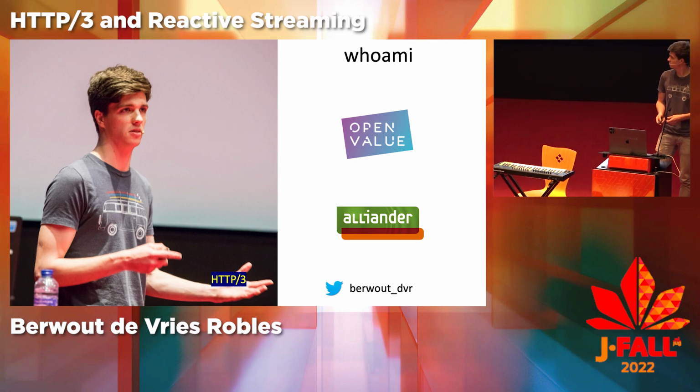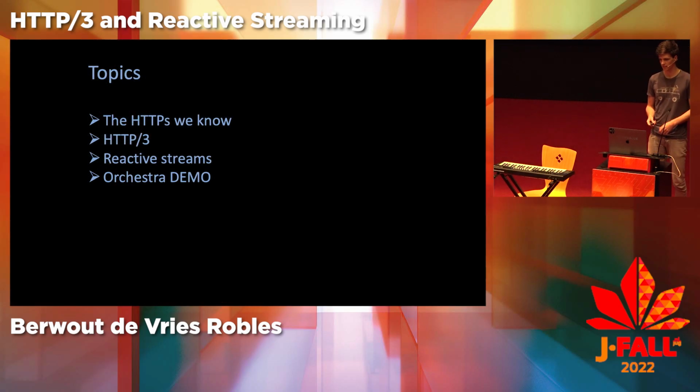All right, the topics for today. We're going to start out a little bit back to school, because most Java developers haven't seen HTTP in a long while. So we're going to go over the HTTPs that we know quite fast. Then we're going to talk about the new HTTP, HTTP 3, which came out this June. Then finally, we're going to talk a little bit about what that means for reactive streams and how we do reactive streaming inside Java. And then we're going to end up, hopefully, with a working demo. We still need the internet to work.